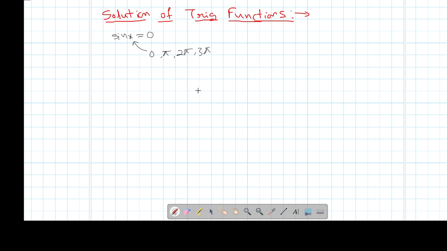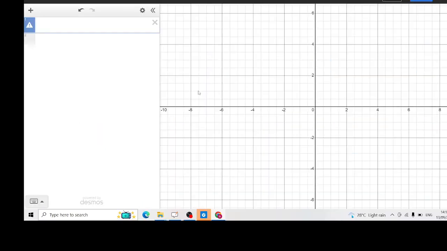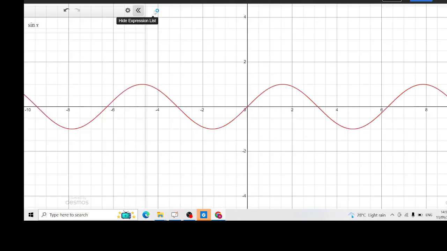Before telling this, let me show you the exact sine graph, where you will find that the functional value is equal to 0. This is Desmos, a graphing calculator. I will draw sin x here. Look at this graph. Wherever y becomes 0, that is sin x equal to 0. Our first point is y equal to 0. At 0 it is 0, at pi it is 0, at 2 pi it is 0, at 3 pi it is 0, and so on: 4 pi, 5 pi, 6 pi.